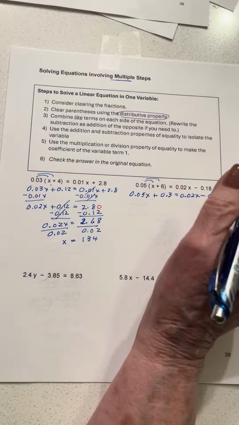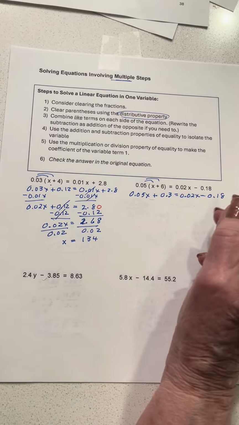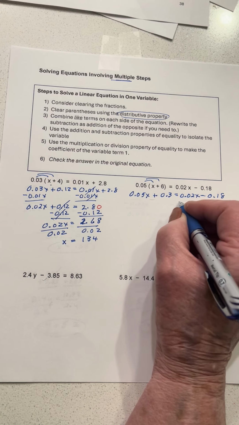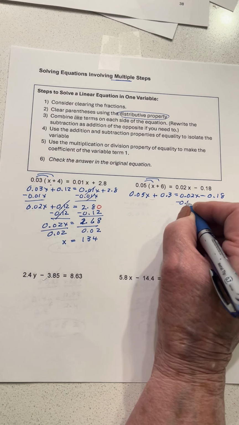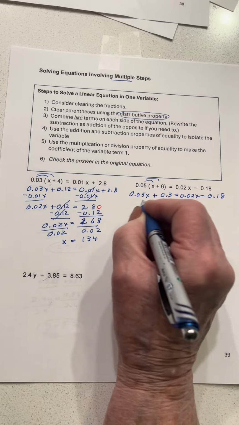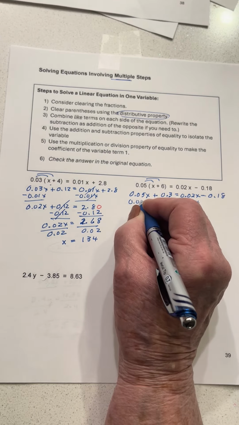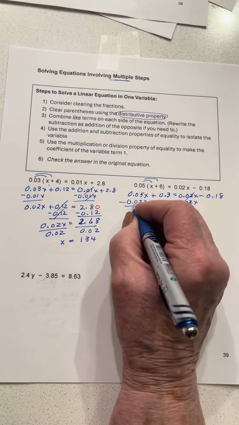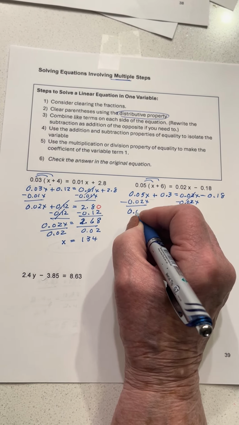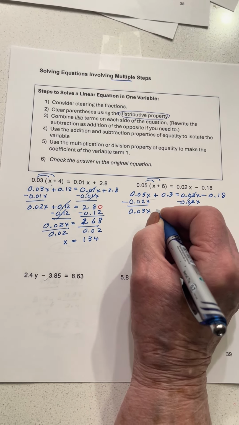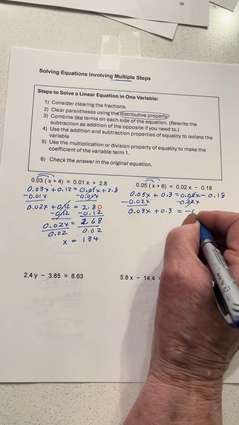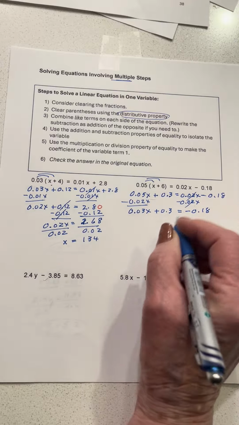Now, there are no like terms to combine on each side, so we're going to get the x's on one side, the y's on the other. So I'm going to subtract 200ths x from both sides. So these are gone. And I'm left with 300ths x plus 3/10ths is equal to negative 1800ths.